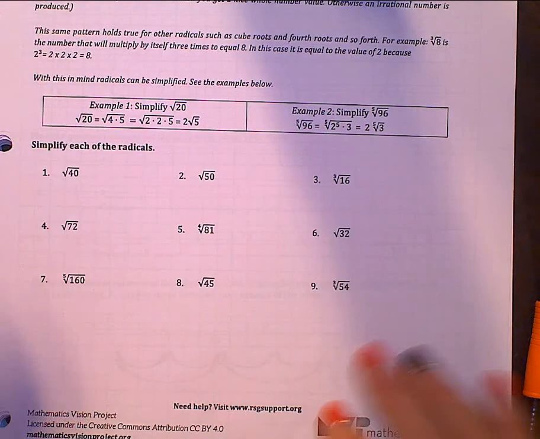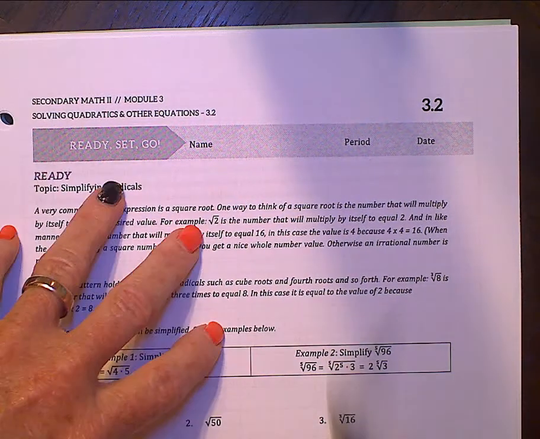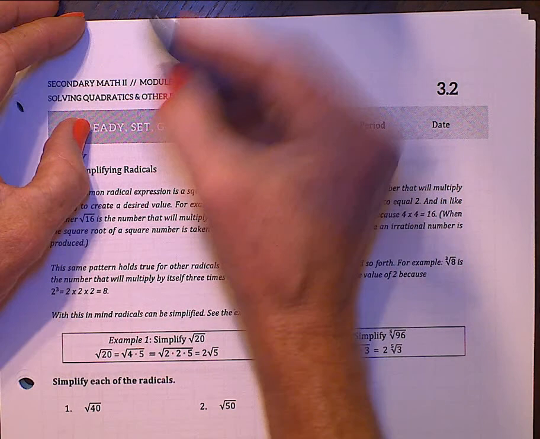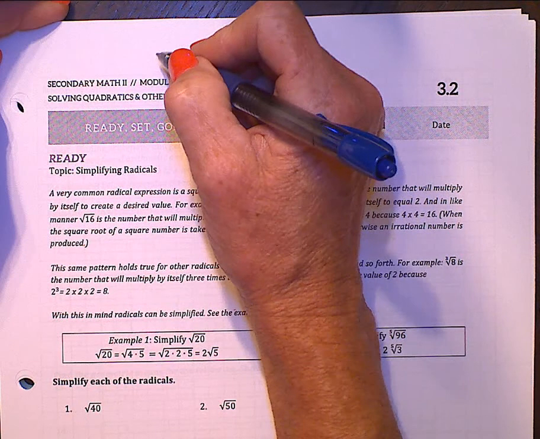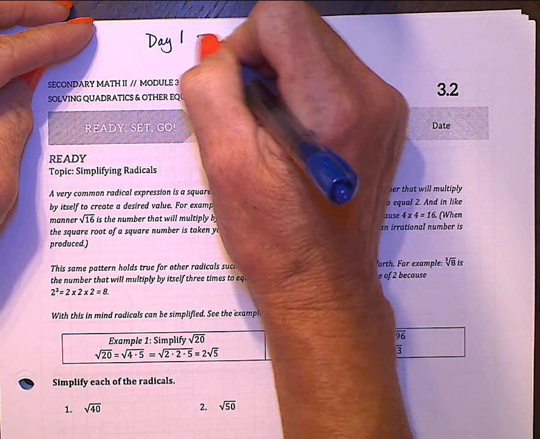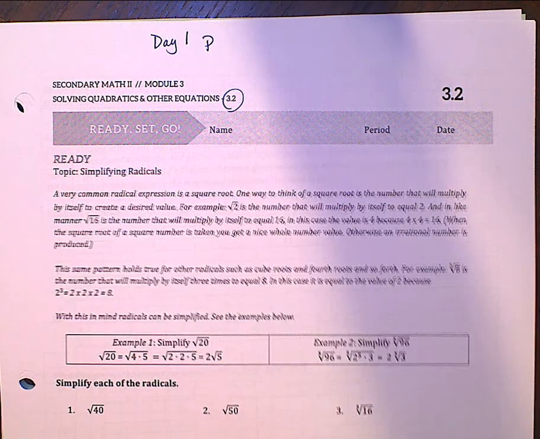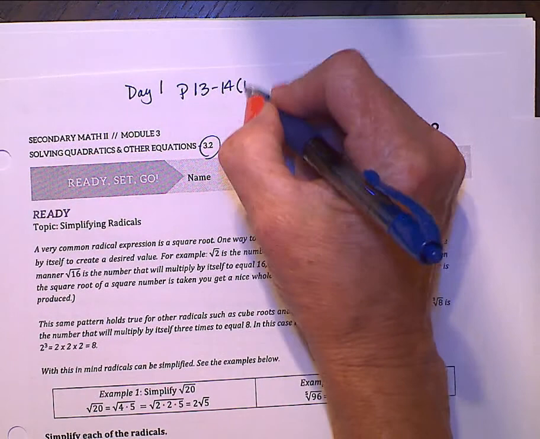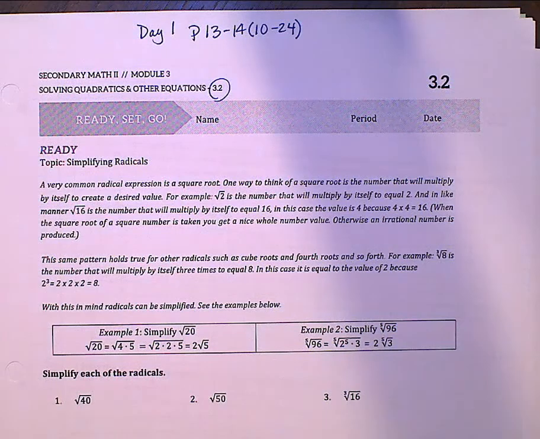Okay, now let's go on up to page 12. I know I went through fast. Again, if you need to go back and pause it and listen to it again, please do so. Your assignment, let's go to page 12. This is section 3.2, day 1. You are going to do pages 13 and 14, questions 10 through 24.